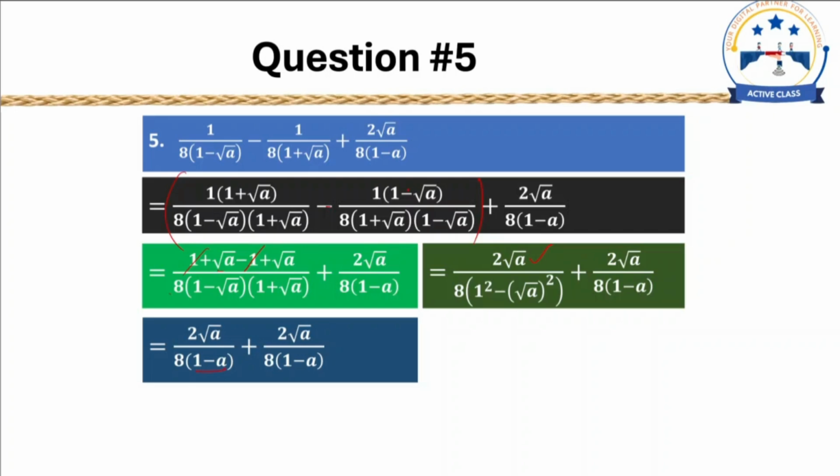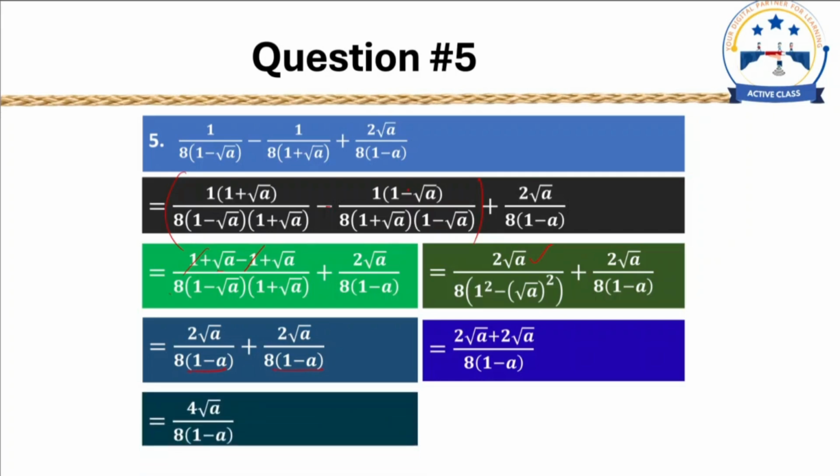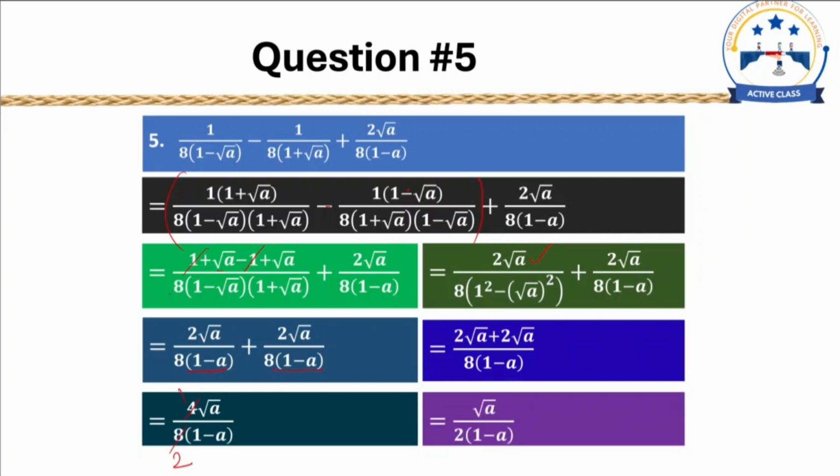And the good news is, the denominators of both the fractions are the same now. They are like fractions, which means we simply perform the operation in the numerator: 2 root a plus 2 root a in the numerator, and write the denominator only once. If you add them, 2 plus 2, you just add the coefficients, so it becomes 4 root a divided by 8. And 4 ones are 4, 4 twos are 8, which means you'll get root a divided by 2 times (1 minus a), which is our answer. Even though the rational expression involves square roots, the simplification doesn't look that difficult, right?